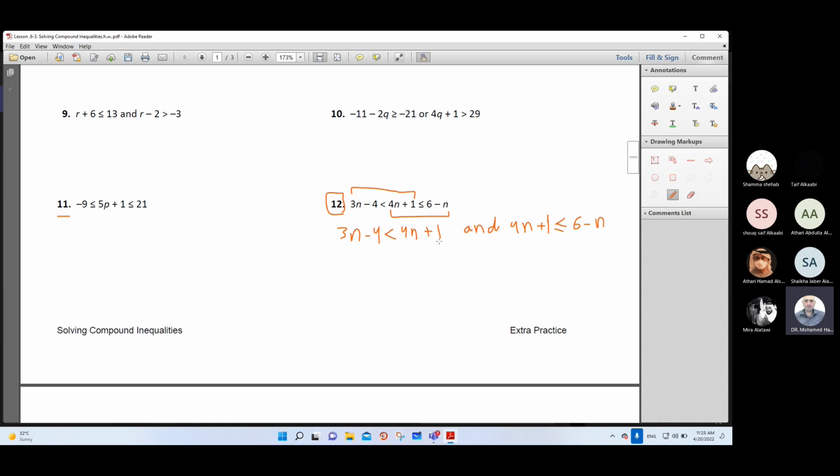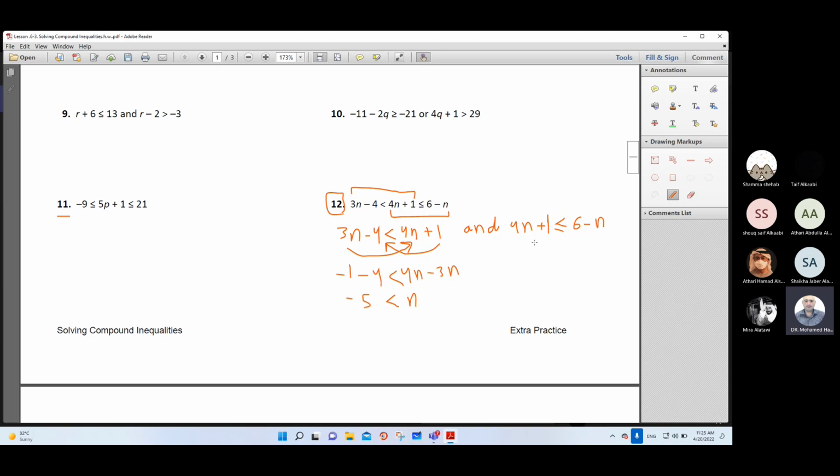Now we want to solve the first inequality. We can move 4n to the first side, or we can move 3n to the second side. So here you have 4n, and 3n will be minus 3n. Here you have minus 4, and we can move 1 to the first side as negative. So minus 1 minus 4 will be minus 5, less than 4n minus 3n, which is n.